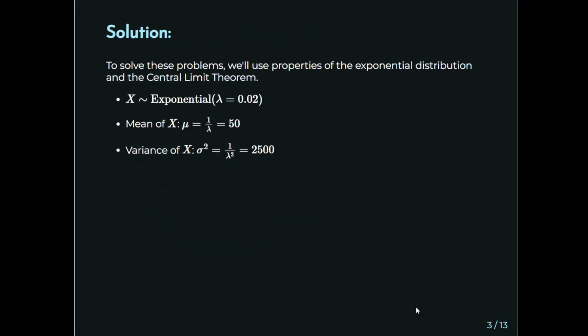So we're going to use the central limit theorem. To solve these problems, we use the properties of the exponential distribution and the central limit theorem. Okay, so x, as I said before, is an exponential random variable, lambda equals 0.02. The mean of x, mu, is 1 over lambda, and that is 50. The variance of x, which is sigma squared, is 1 over lambda squared, and that is 2,500. If you recall, the mean and the standard deviation of an exponential random variable are the same, and hence the variance is the square of that.